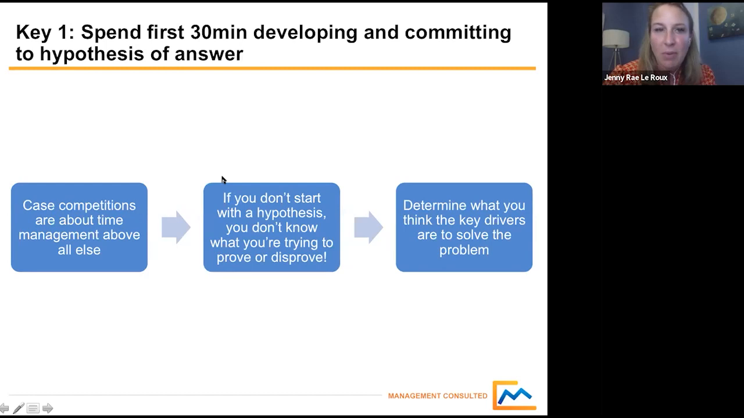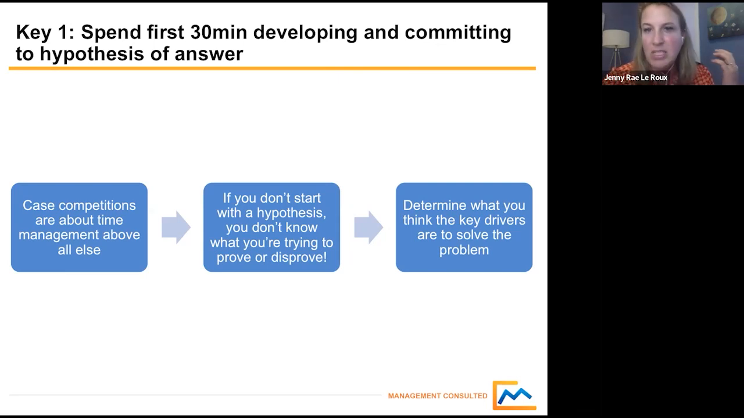So key number one, spend the first 30 minutes of your time together developing and committing to a hypothesis of your answer. Okay. Because if you keep multiple options on the table, you will waste all of the rest of your time trying to decide between the options, and you will do 3 to 5 times the work. Here's what happens. You pick a hypothesis, you commit to it. And if, as you're doing the work, you discover that it was a dumb hypothesis, you scrap it and you use the work that you've already done to make just a single different recommendation. So the maximum amount of work that you do is 2 iterations.